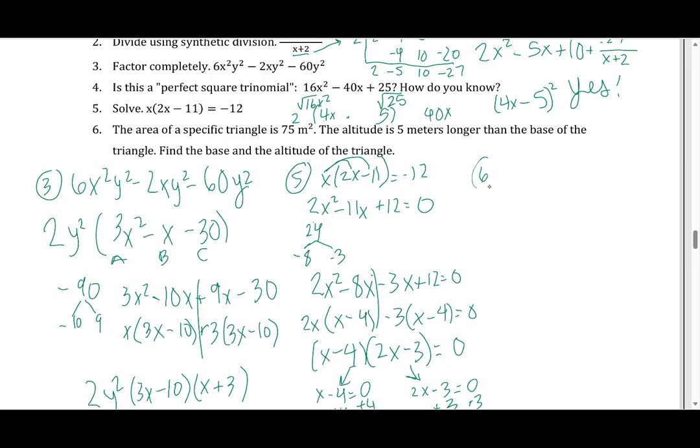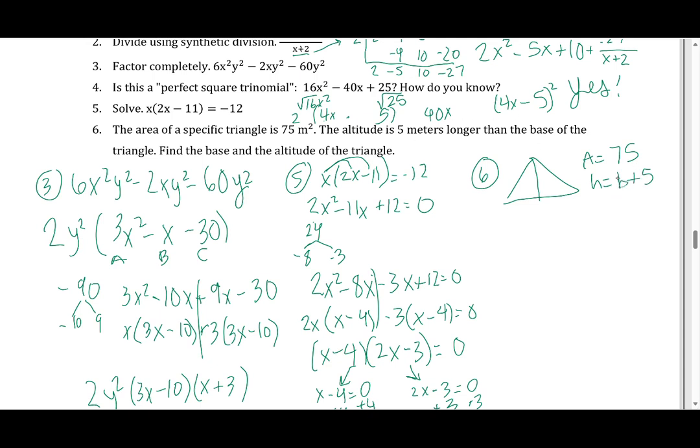Alright, number 6, we've got some more words. Exciting. Alright. The area of a specific triangle. Okay, we don't know if it's a right triangle, so we don't know if we can use the Pythagorean theorem. So I'm just going to draw just a triangle. The area is 75 square meters. The altitude, so that means height, from the top to the bottom, is 5 meters longer than the base.